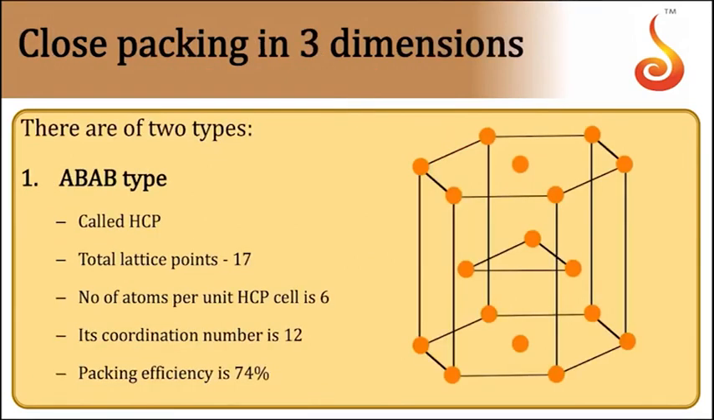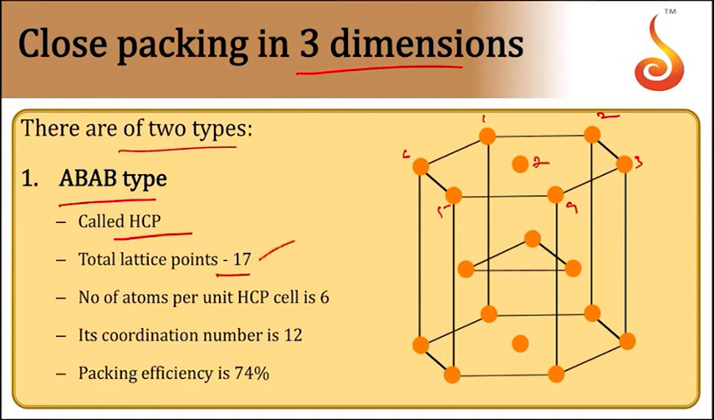Then comes close packing in 3 dimensions now. There are 2 different types of packing we come across. AB type. So AB type is also known as HCP structure. Total number of lattice points are 17, means if you count all the points here, say 1, 2, 3, 4, 5, 6, 7, that way we count all of them, the value comes to 17 lattice points present there.